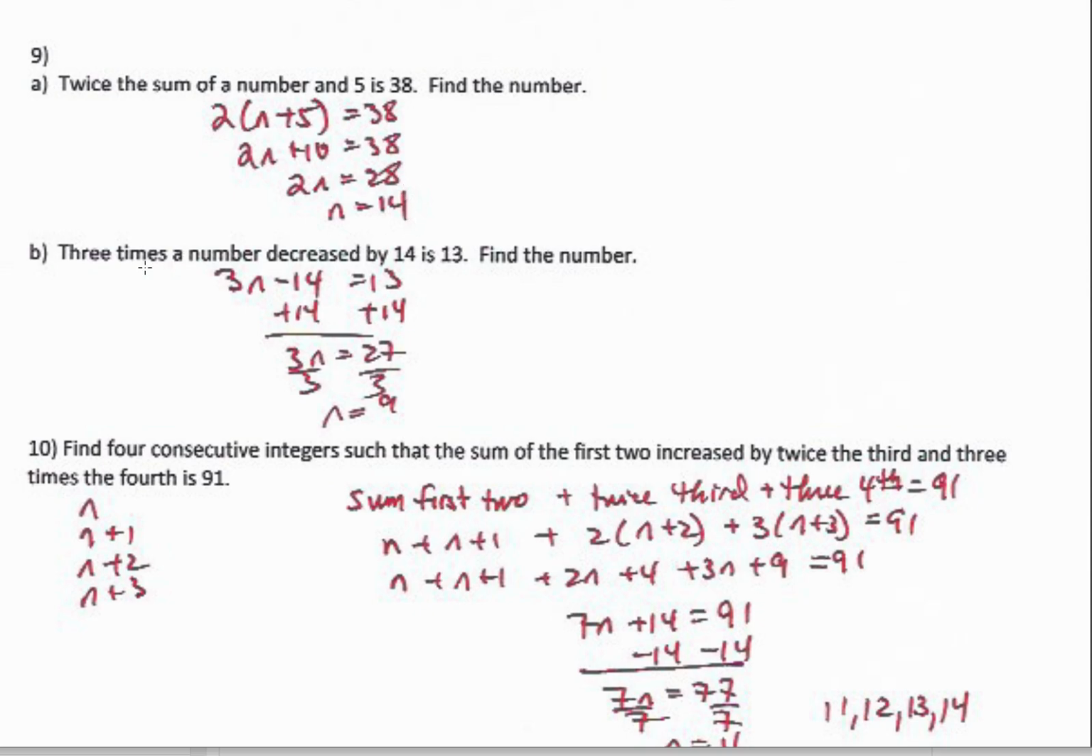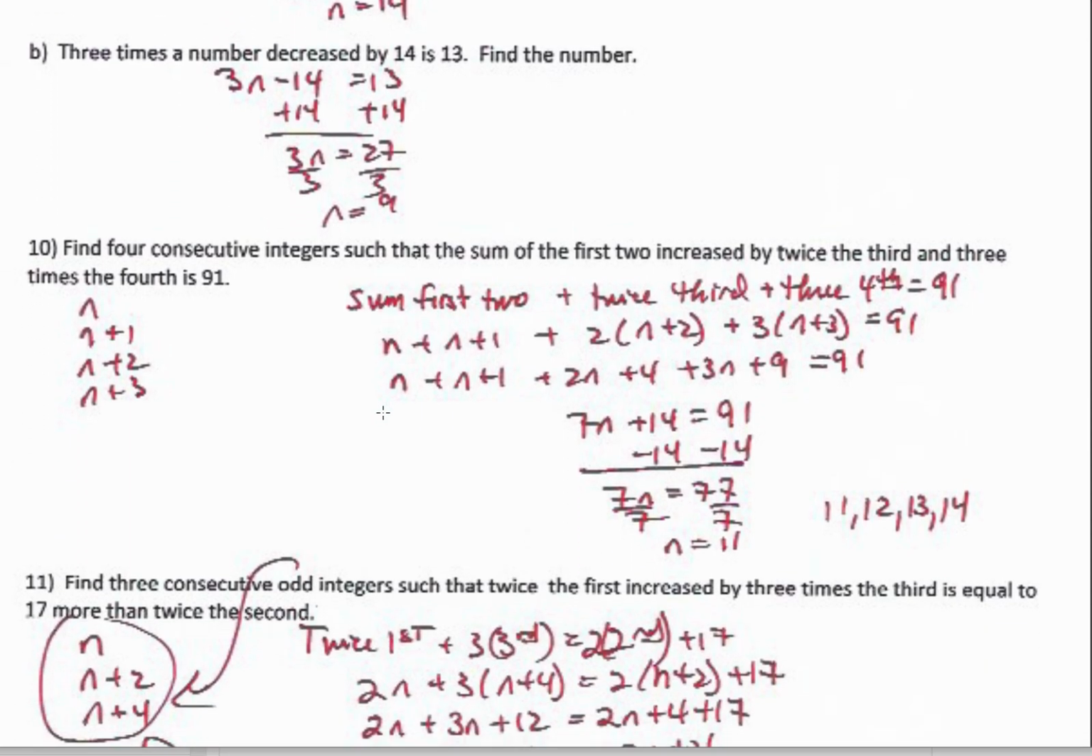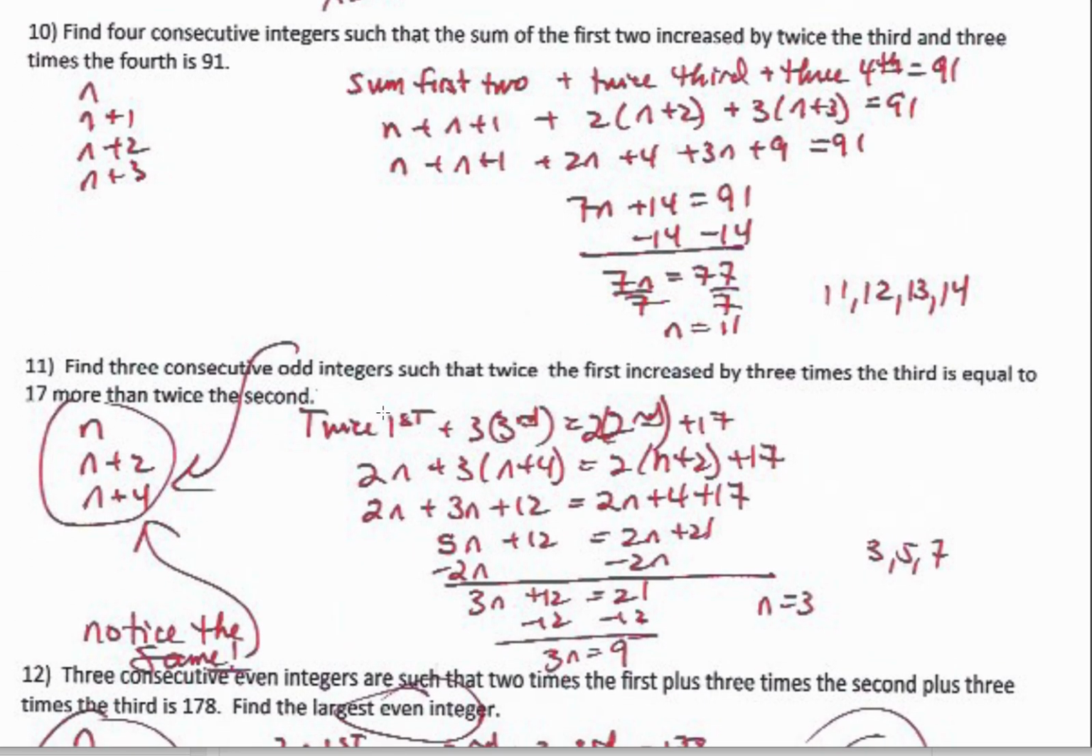N is 14. 3 times a number decreased by 14 is 13. Add 14 to both sides, 3n is 27. Dividing by 3, n is 9. Okay. Finding 4 consecutive integers.